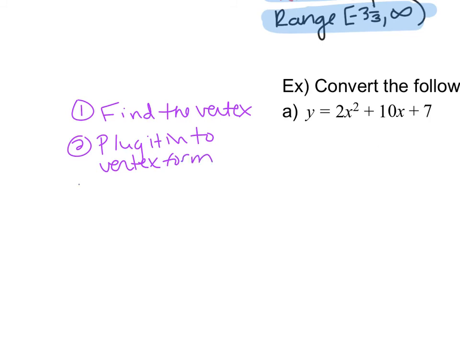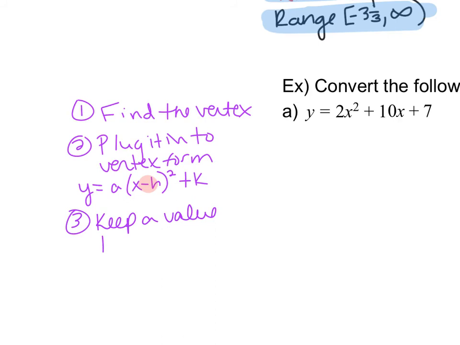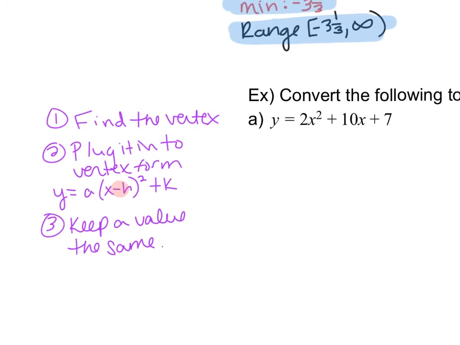Remember, vertex form is y equals a parentheses x minus h parentheses squared plus k. You got to pay attention to that negative sign. Don't mess that up. That's probably the biggest mistake y'all will make, forgetting the negative. And then the last step, 3, is to keep the a value the same. Okay, doesn't sound too bad. The hardest part will be finding our vertex, and we know how to do that.